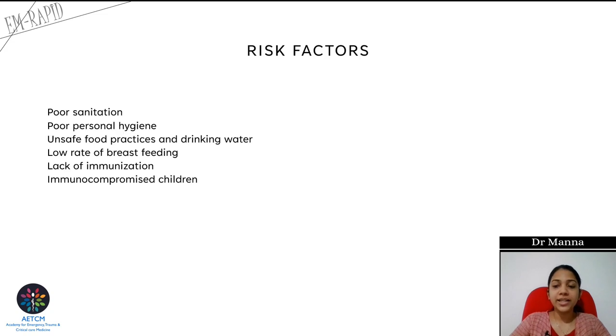What are the risk factors for children to get this diarrheal disease? It can be because of poor sanitation or poor personal hygiene, unsafe food practices and drinking water, low rate of breastfeeding, lack of immunization and immunocompromised children.